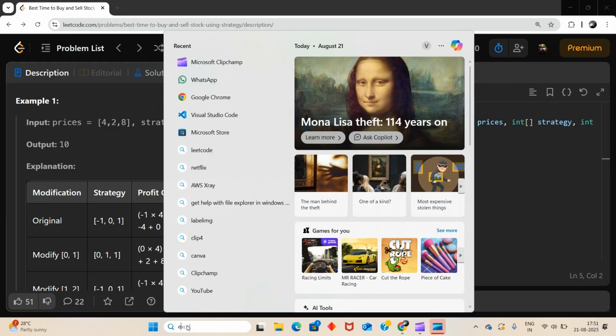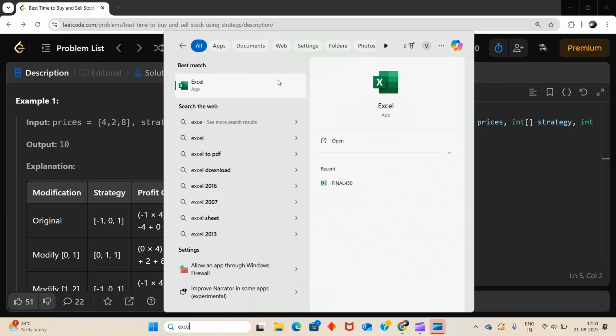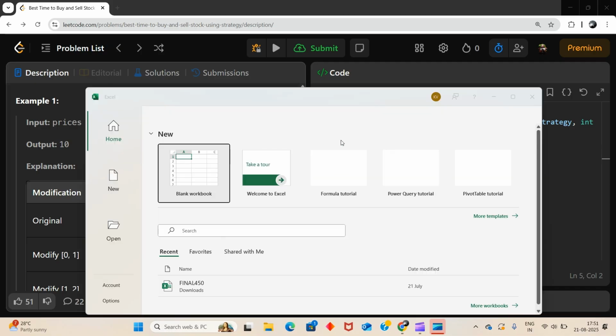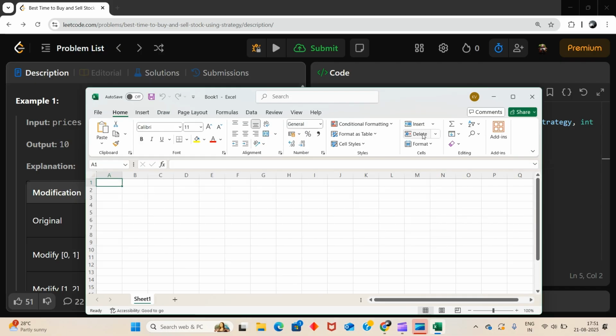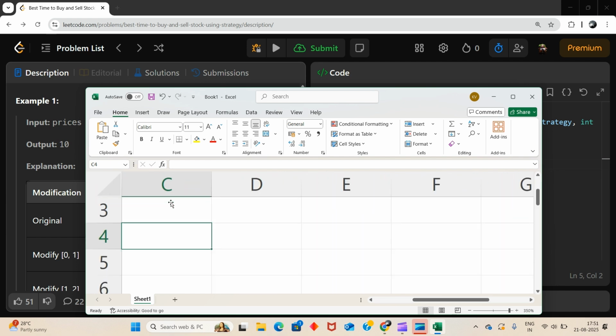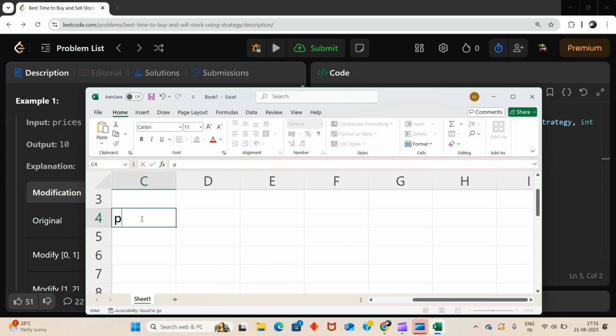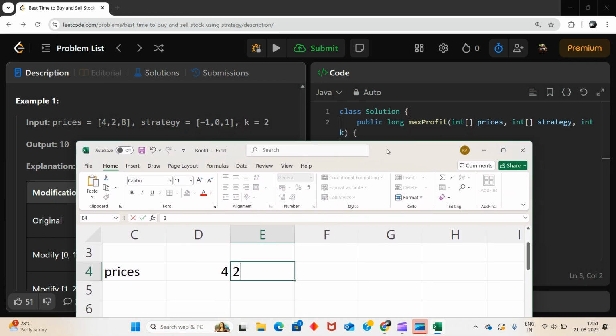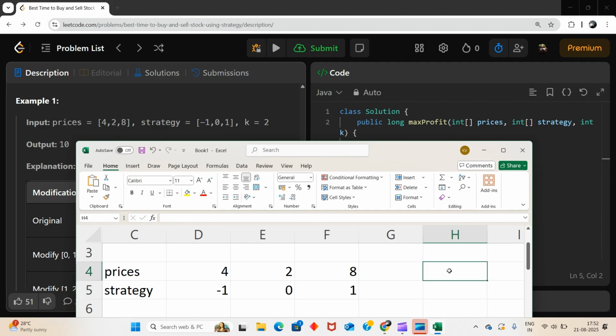For that, I will better use Excel to understand. Okay, this is our prices: 4, 2, 8. And what was the initial strategy? Strategy was -1, 0 and 1. What is k? k is equal to 2.